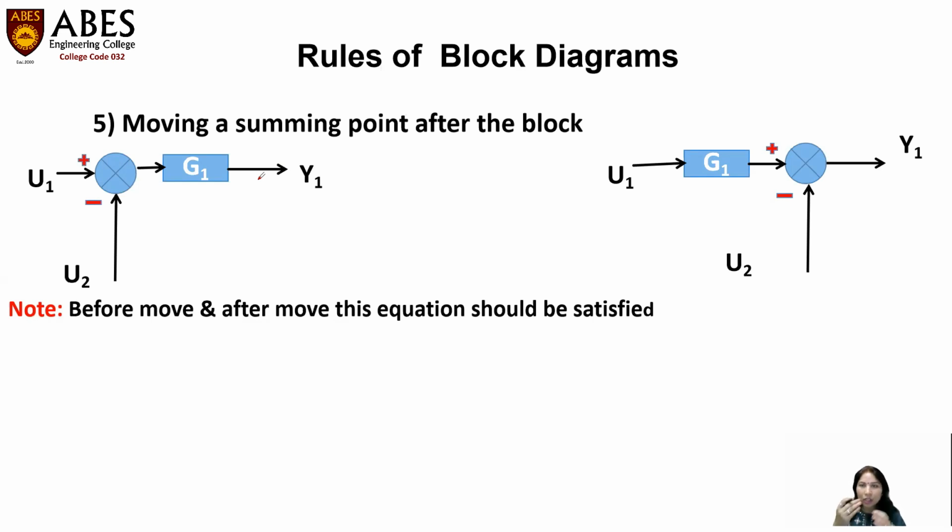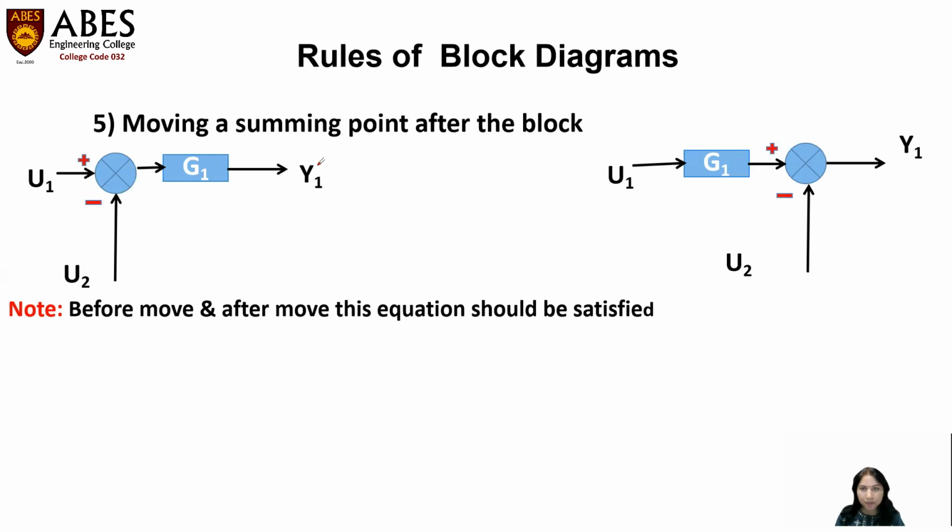So suppose while doing the reduction, you find that the summation point is ahead of this block G1, and if I shift this summation point after the block, it will become easy for me to reduce the circuit, right? So for that, I have to take this move. Just see how we'll apply this rule. I want to move this summation point after the block.